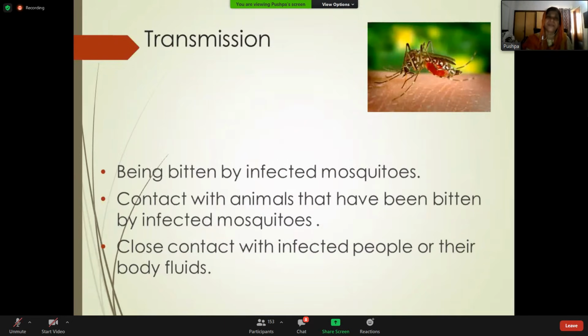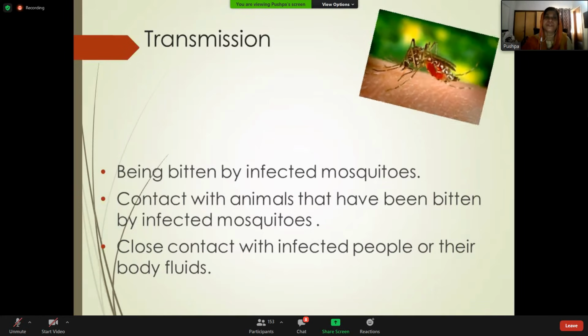How is it transmitted? By being bitten by an infected mosquito, contact with animals that have been bitten by infected mosquitoes, or close contact with infected people or their body fluids.